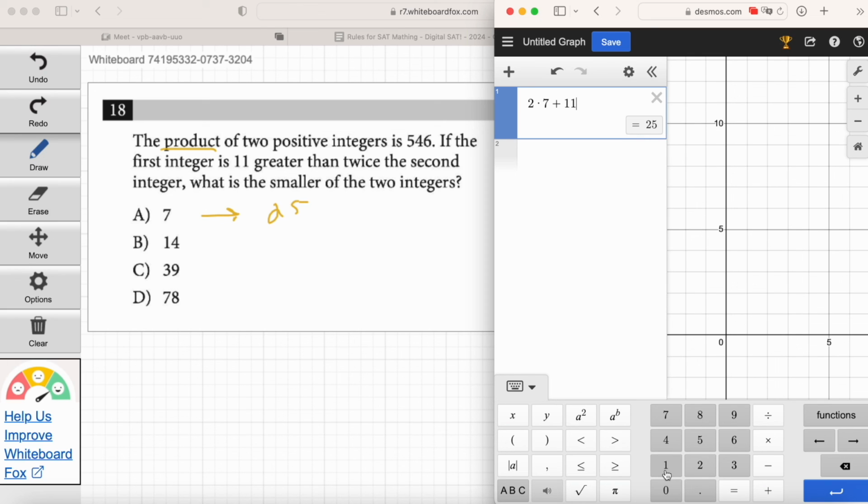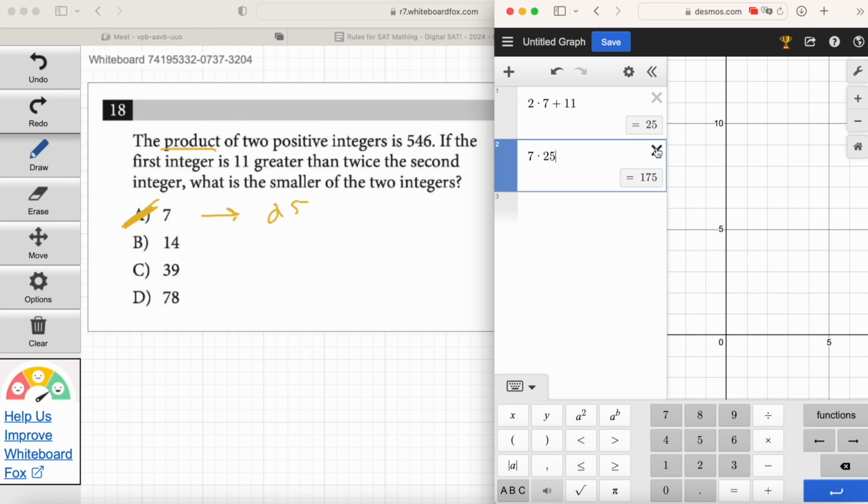In fact, all the answers here are going to be the smaller integers, because the bigger one is going to be twice the smaller one plus 11 for all of them. Does that make sense? Yes. All right. So what's 7 times 25? Let's just see if that's 546, then we got our answer. Does that make sense? Okay, so 7 times 25. I don't think it's going to work. We got 175. So it's not answer choice A. Yeah, that's not it. Let's try answer choice B.